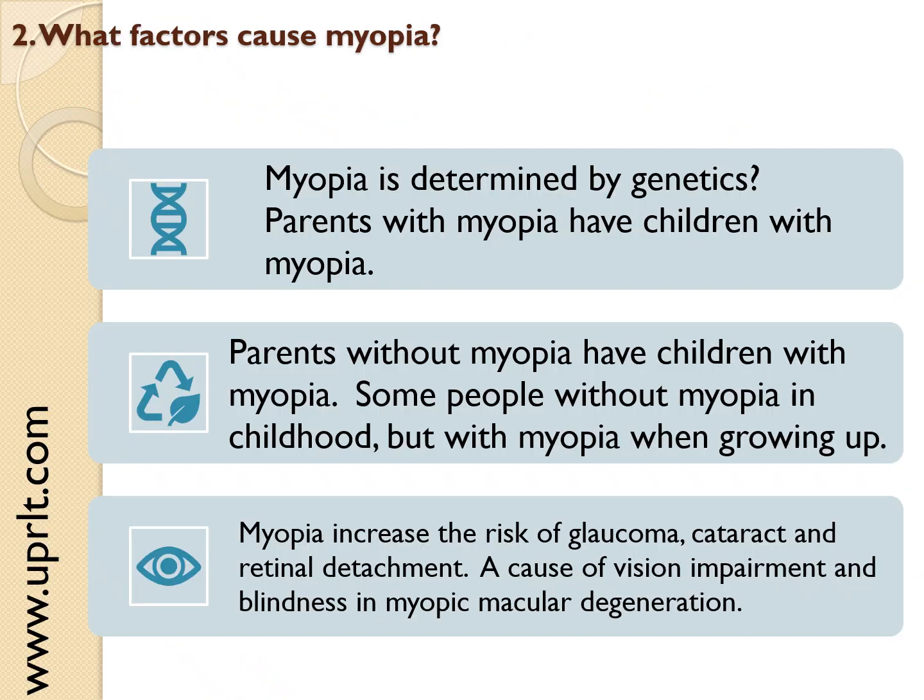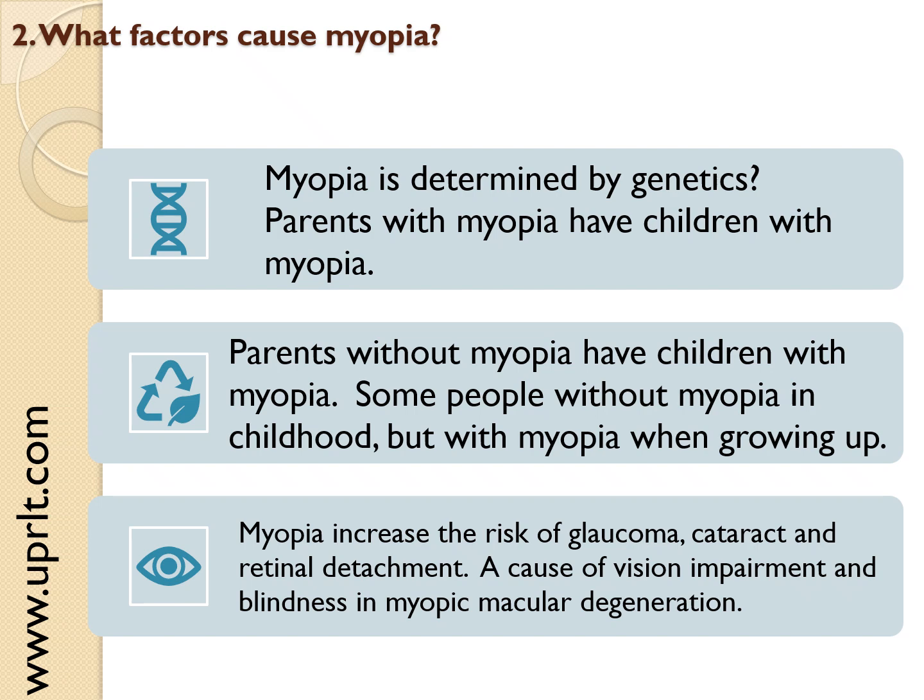What's the root cause of myopia? Some people say myopia is determined by genetics. That means parents with myopia have children with myopia. But parents without myopia also have children with myopia. Some people are without myopia in childhood, but have myopia when growing up. So that shows myopia is not determined by genetics.